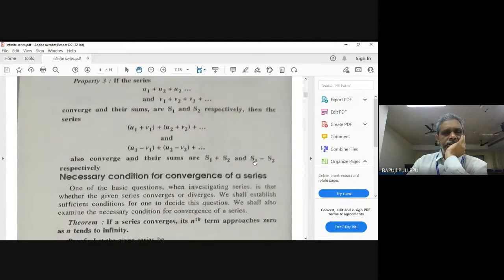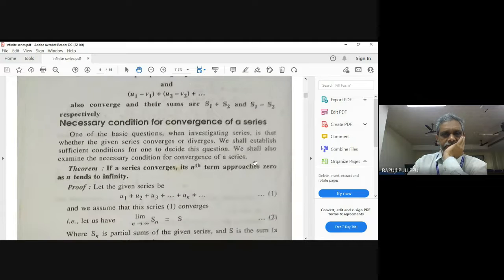Properties of series. Necessary condition also checked.